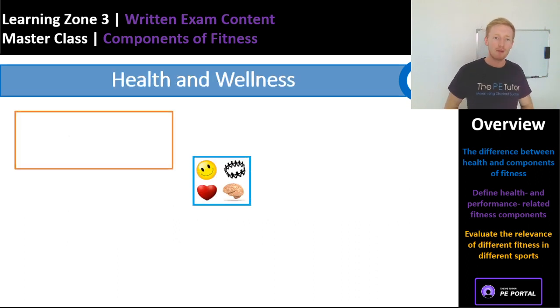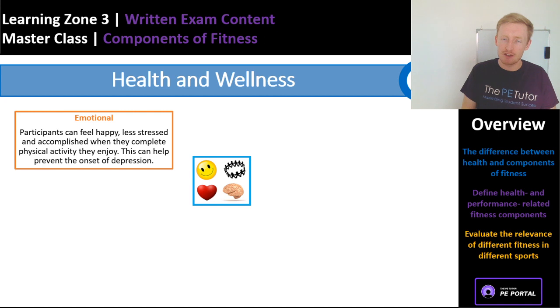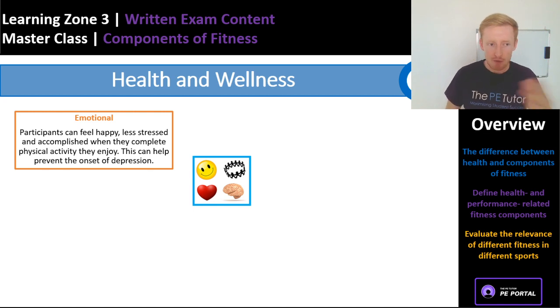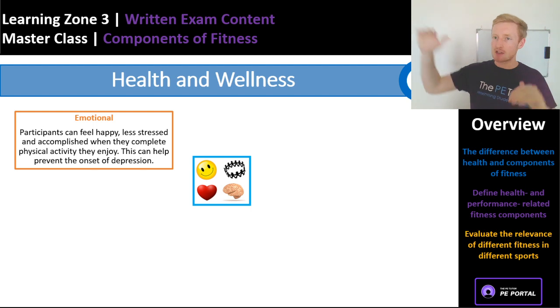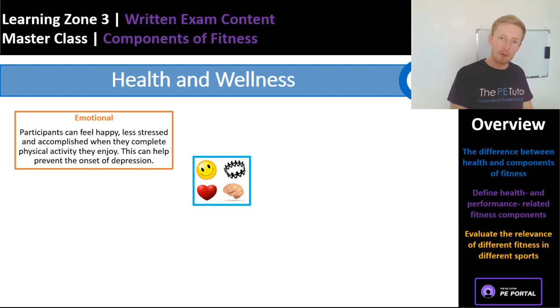So health and wellness, what actually makes up these 4 different components? If we start off with emotional, these are our feelings. So how do we feel on a day-to-day basis? Are we happy or are we stressed? Are we content with what we do? How can physical activity contribute to this? Well, it can aid these feelings of accomplishment. If we set some goals and we set some targets and we make gradual progress, we're going to feel good about ourselves. It's going to be enjoyable to see us making progress.